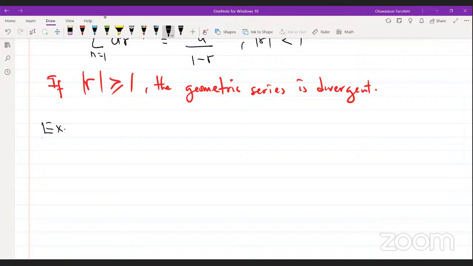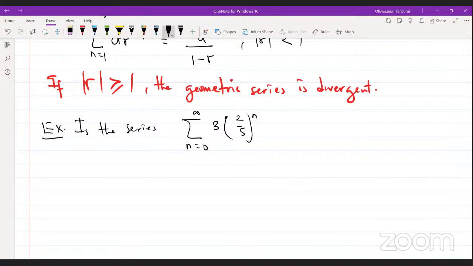Example. Is the series, n from 0 to infinity of 3 times (2 over 5) to the power of n, convergent or divergent? Is this series convergent or divergent? Let us check. Solution.